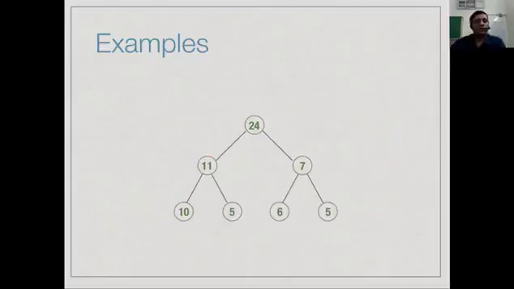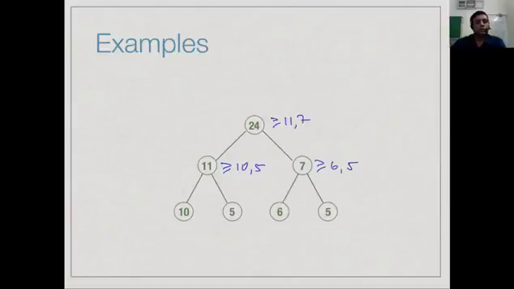So here is another heap. This one has 7 nodes, so again the shape is fixed, and again you can check that this is bigger than 11 and 7, 11 is bigger than 10 and 5, and 7 is bigger than 6 and 5, and the rest are all leaf nodes, so there's no problem. Right? So these are 2 examples of heaps.